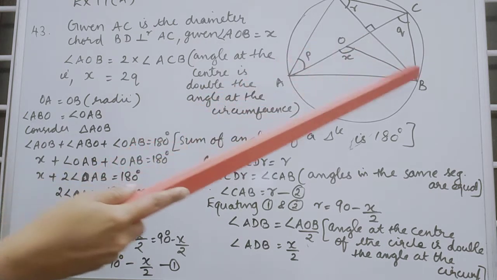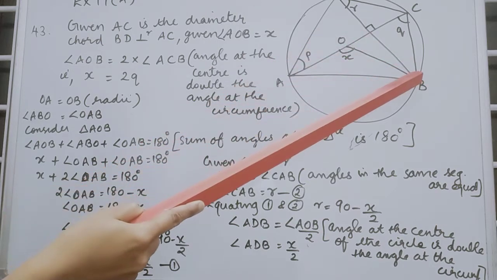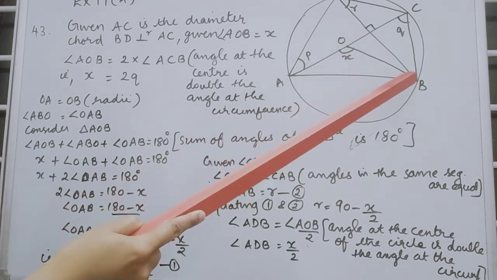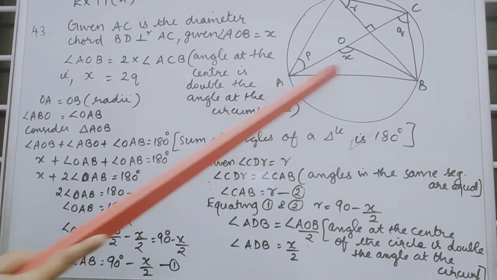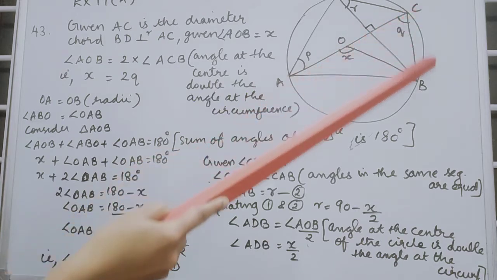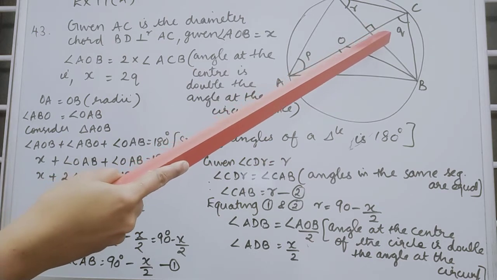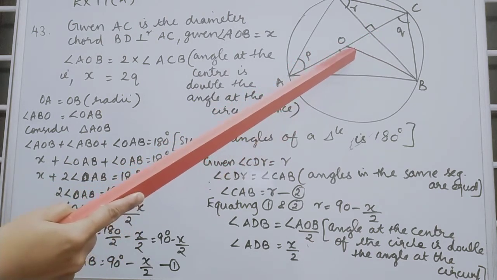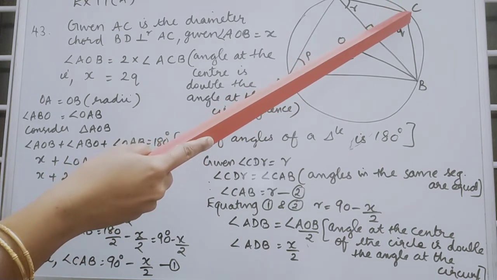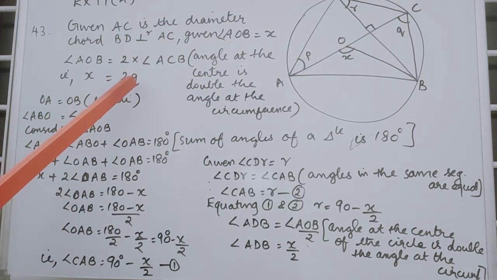Look at angle AOB. AOB is the central angle. AOB lies in the segment AB. So AOB will be equal to 2 times angle ACB, that is, the angle at the center of the circle is double the angle at the circumference, using the theorem. So AOB is given as X, so we can write X is equal to 2 times angle ACB, that is X is equal to 2Q.